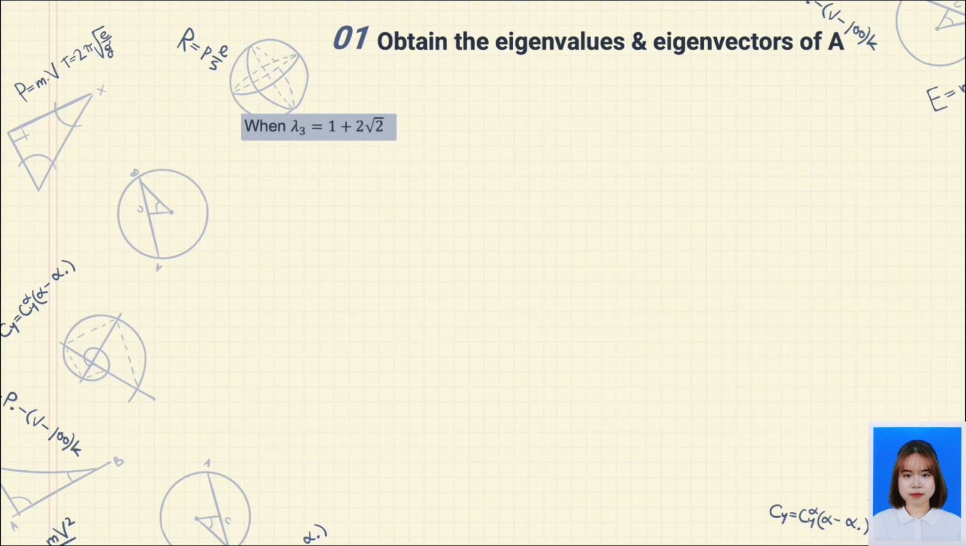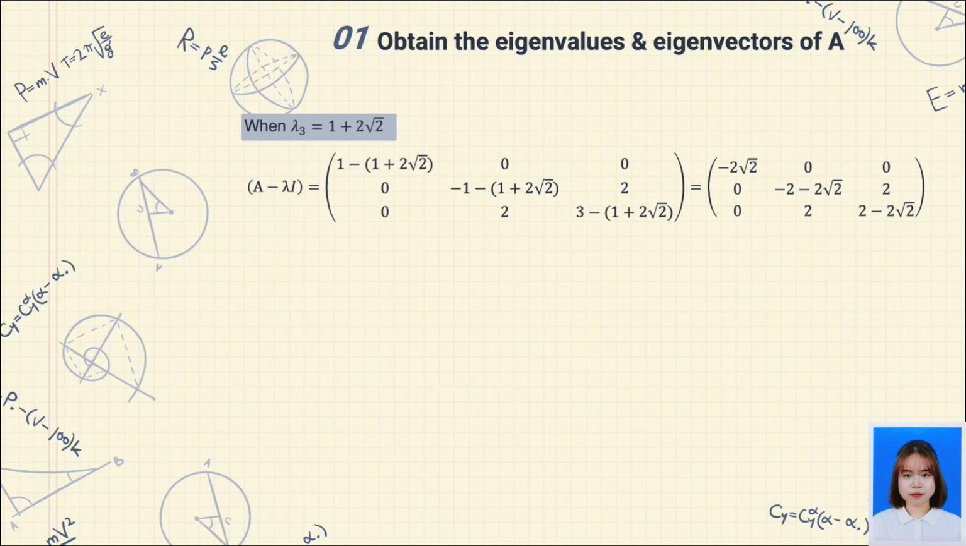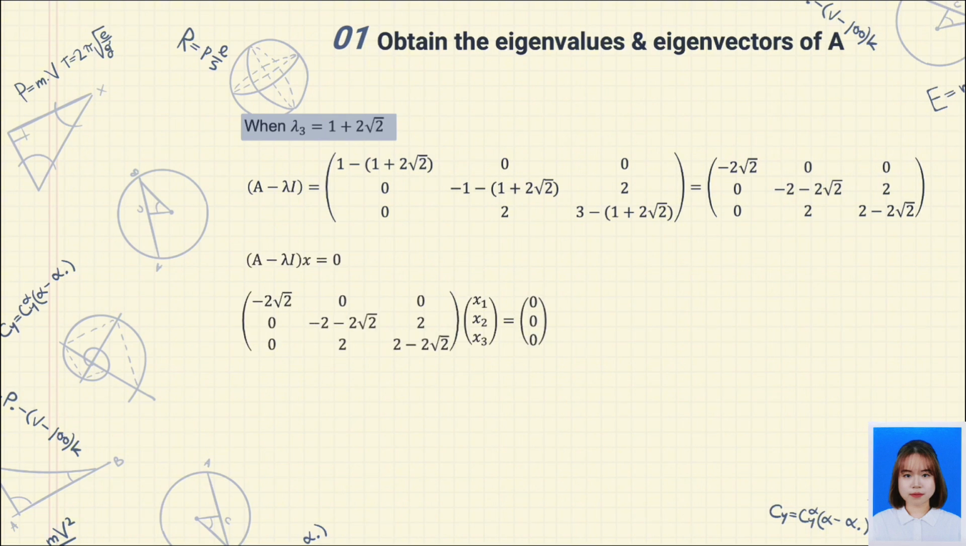Third, we let lambda equals 1 plus 2 square root 2. So A minus lambda I will be equal to the matrix with rows: negative 2 square root 2, 0, 0; 0, negative 2 minus 2 square root 2, 2; 0, 2, 2 minus 2 square root 2. Let (A minus lambda I)x equals 0. We can get that negative 2 square root 2 x1 equals 0, negative 2 minus 2 square root 2 x2 plus 2 x3 equals 0, and also 2 x2 plus 2 minus 2 square root 2 x3 equals 0.